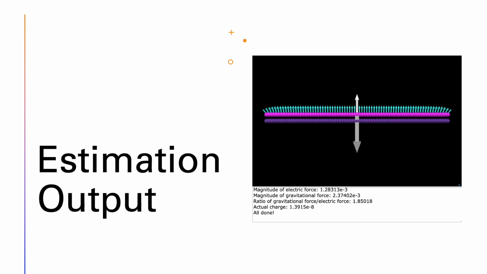So you can look at the arrows, and the line of pink spheres is the top tape and the line of purple spheres is the bottom tape. And those blue arrows are the electric force felt by each individual charge by the bottom tape, and the white arrow is a net electric force felt on the top piece of tape. And you can see that that arrow is much smaller than the gray arrow, which is the gravitational force.